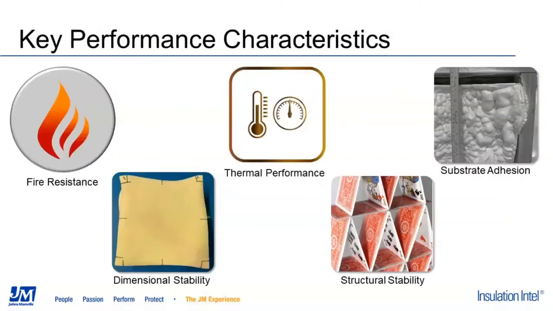Now that we've covered some of the physical properties of spray foam, density and closed cell content, what other characteristics are critical for spray foam insulation? Fire resistance, dimensional stability, thermal performance, structural stability, and substrate adhesion are all critical aspects of spray foam and ultimately dictate the long-term performance of a spray foam product. Most of these properties can be influenced by the combination of density and closed cell content.